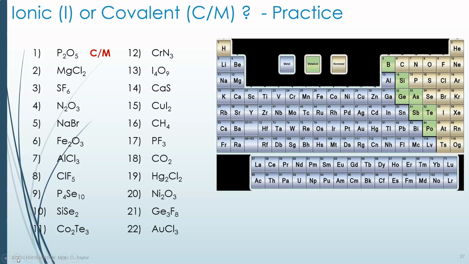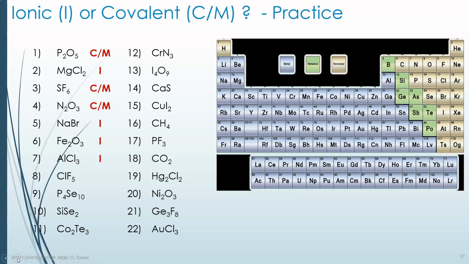Magnesium, look in the second column, magnesium is a metal, ionic. Sulfur, not a metal. Nitrogen and oxygen, both nonmetals. Sodium, Na, is a metal. It's one of the best metals. It's over there on the far left. Iron, this is iron oxide. It's composed of iron and oxygen. Iron is a metal. Aluminum, chloride. Aluminum is a metal.